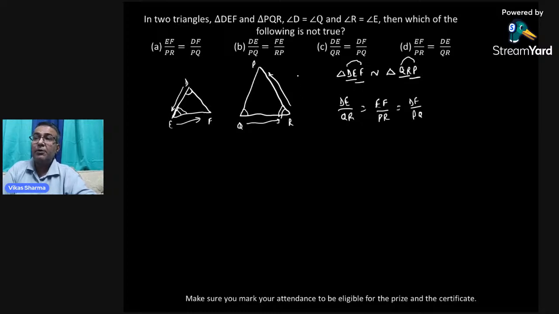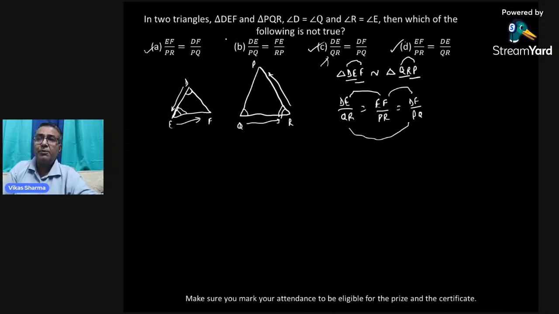So DE upon QR, do we have DE upon QR anywhere? This one is equal to DF upon PQ. Yes, this is equal to this, so this option is correct. EF upon PR, so this one here has got EF upon PR, that is equal to DE upon QR. Yes, these two are there, so this option is also correct. We've got EF upon PR here, and that is equal to DF upon PQ, which means this is also correct.